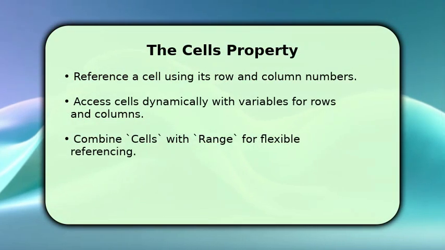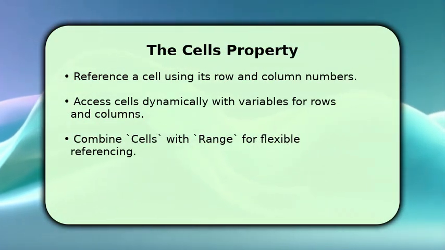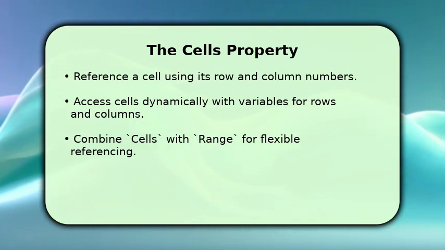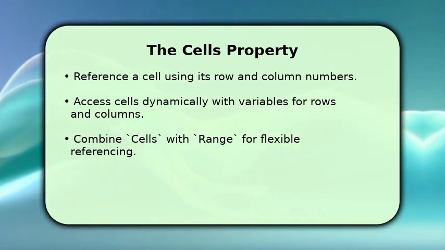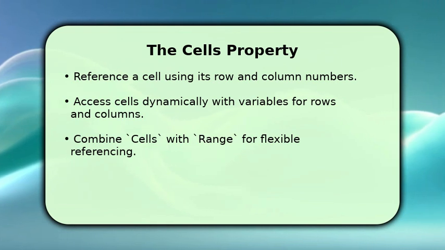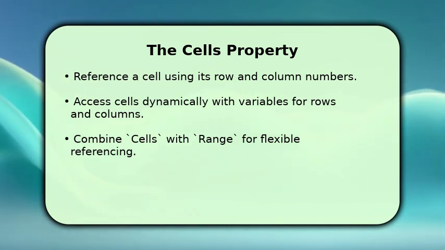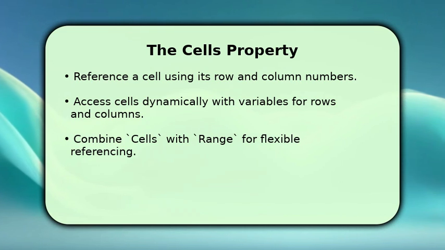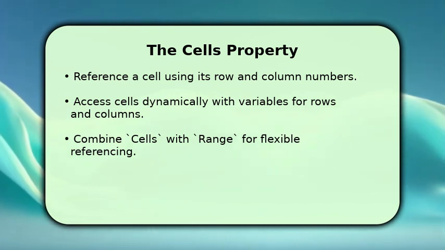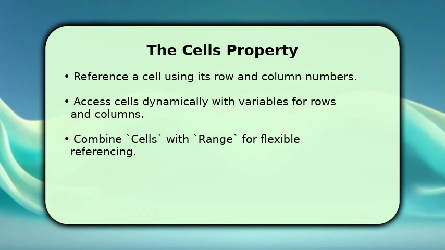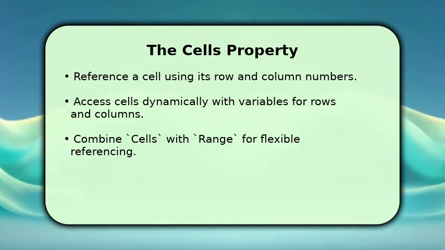Next, let's explore the Cells property, which uses numerical indices for rows and columns. For example, Cells(1, 2) refers to the cell in the first row and second column, which is cell B1. This approach is incredibly useful when you need to loop through cells or reference them dynamically using variables. You can also combine Cells with Range for more advanced selections, offering great flexibility in your VBA projects.